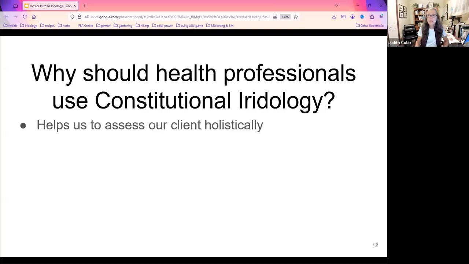So constitutional iridology helps us connect the pieces and understand the process of what the body is genetically inclined to do. So it helps us to assess our clients holistically. And we only look at the tiny bits of the iris if we need to. We really work with the whole iris first as the constitution. We don't subdivide the iris unless we absolutely have to.